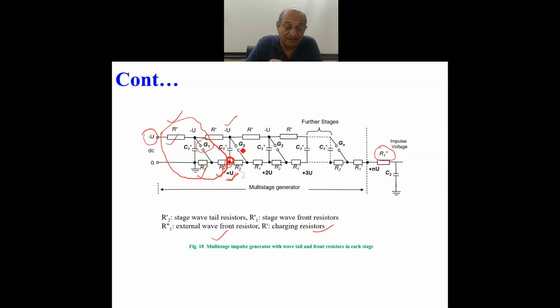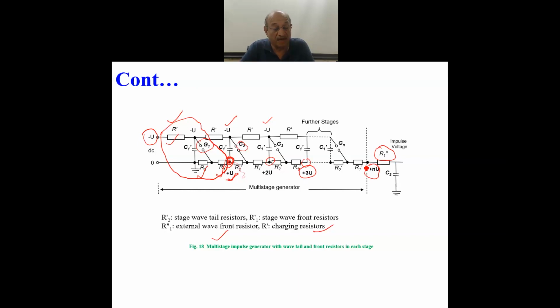And as soon as 2U is impressed across the second stage sphere gap, this point will acquire 2U, and minus U was already there. So the next junction will acquire 3U. So the output voltage becomes NU times.